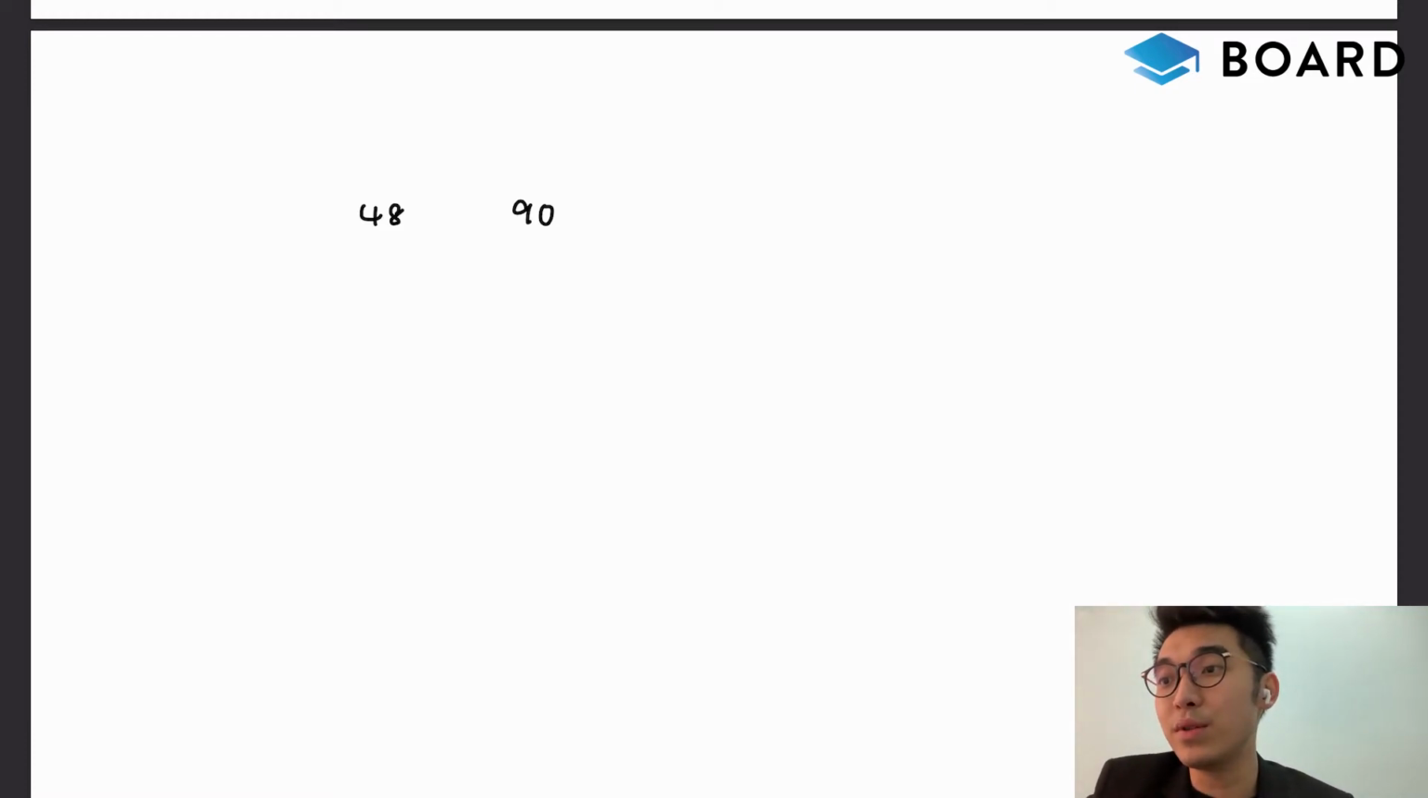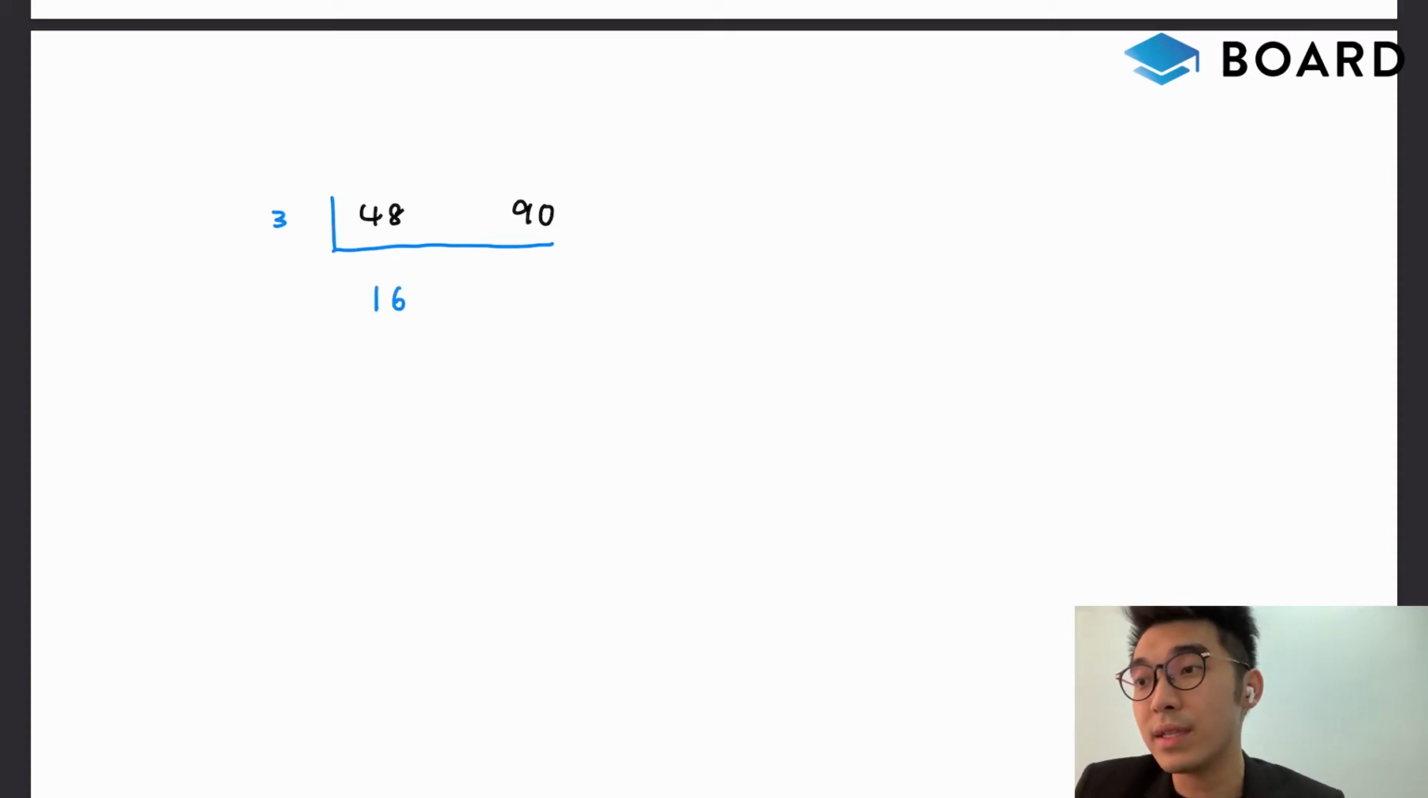From what I see, a common factor between these two numbers is 3. If you divide it, you get 16 for the 48, and you get 30 for the 90, since 90 divided by 3 is 30. Super simple. I think you can still keep going. You just have to divide by 2. If you divide by 2, this gets to 8, and this goes to 15.